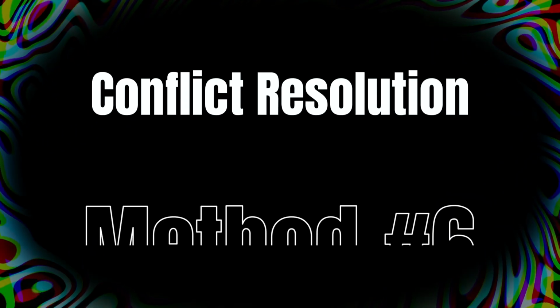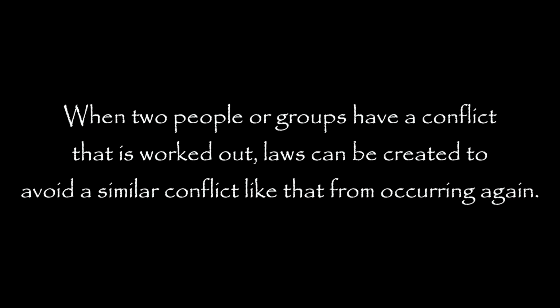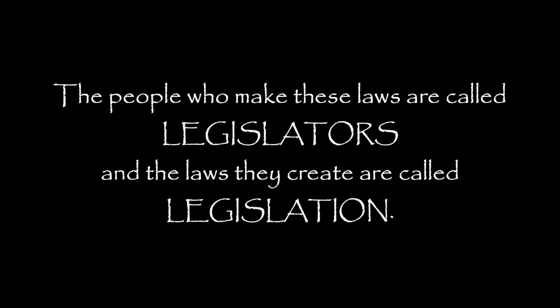Conflict resolution method number 6. Legislation. When two people or groups have a conflict that has been worked out, laws can be created to avoid a similar conflict from occurring again. The people who make these laws are called legislators, and the laws they create are legislation.